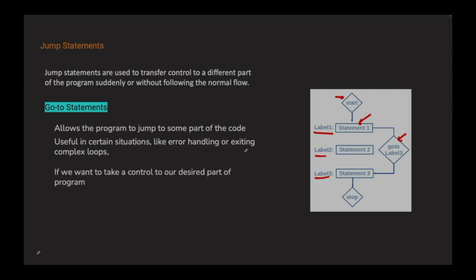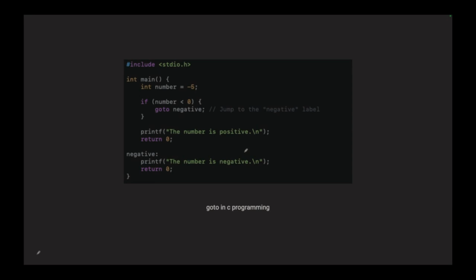If we want to take control to our desired part of a program, we also use the goto statement. Here you can see a small code of the goto statement in C programming. Again, we initialize number with -5. If number is less than 0, go to negative. Here we have used the goto statement. Now, number is -5. Yes, it's less than 0. Then what happens is goto negative. Now it will jump to the negative label.